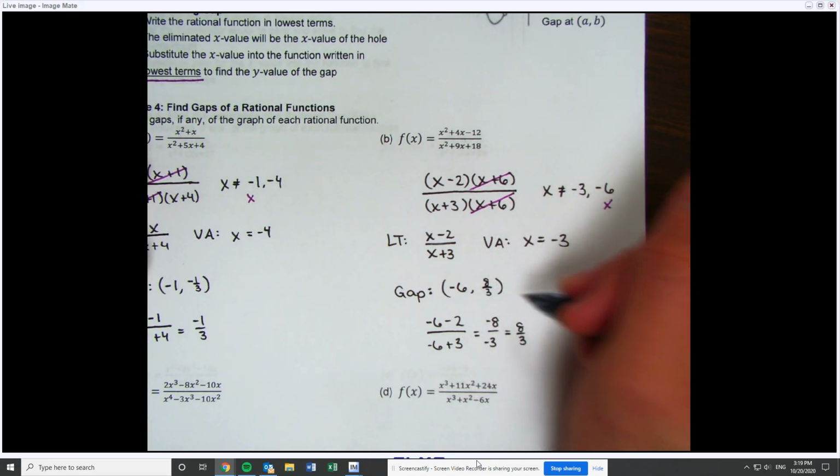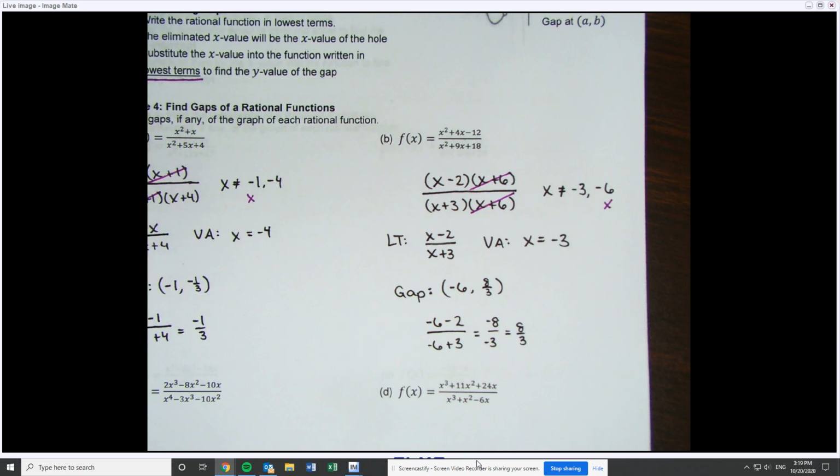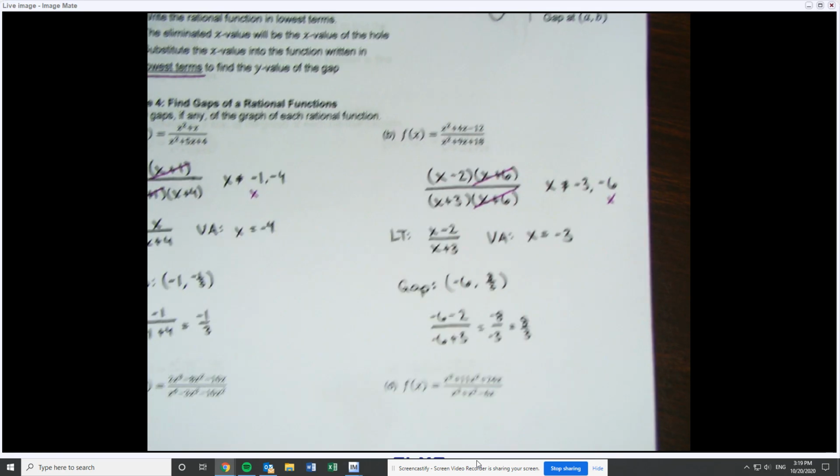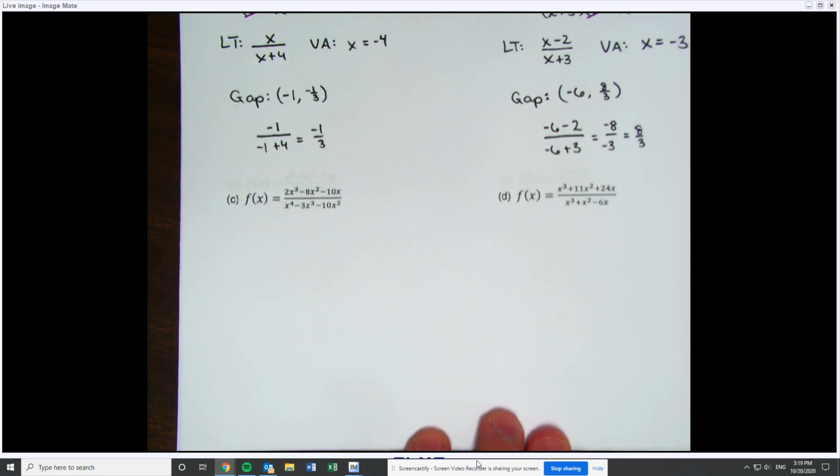All done. Nothing else to do. All right, now for the next one.